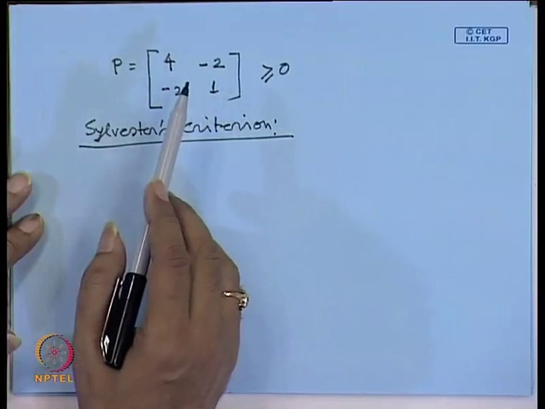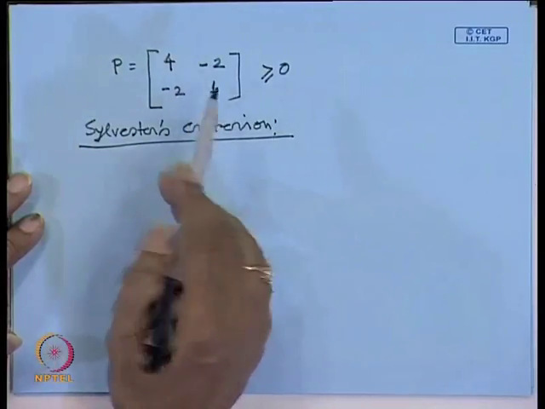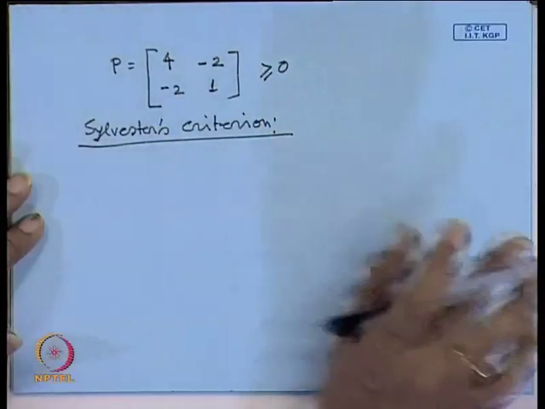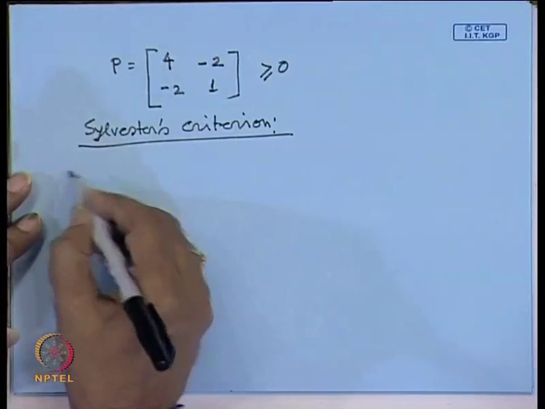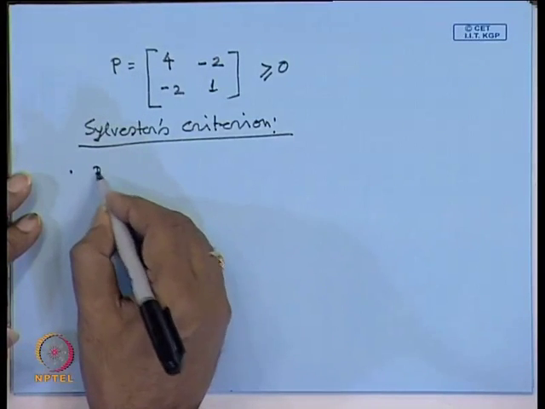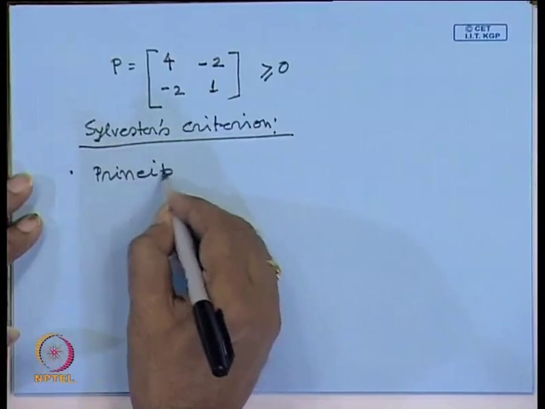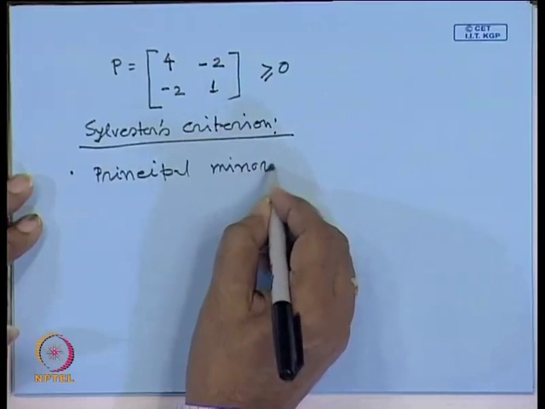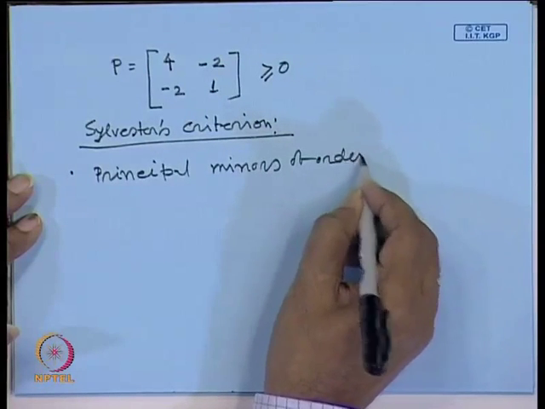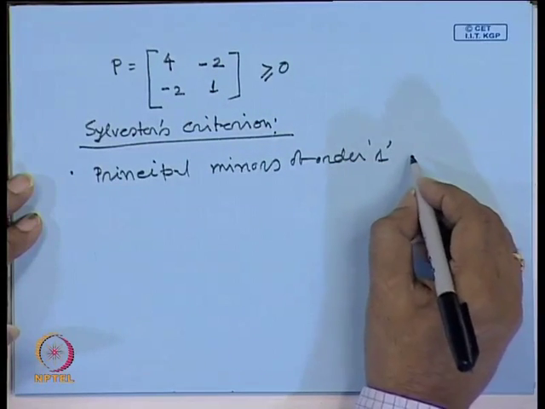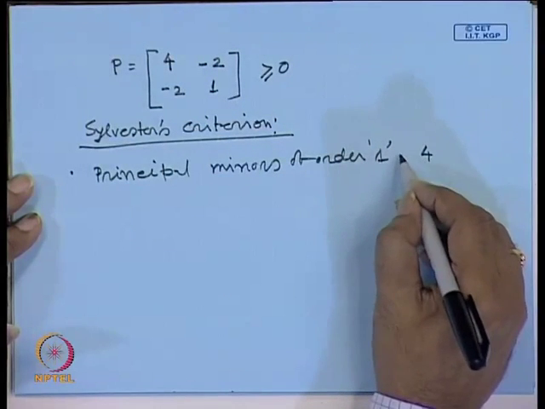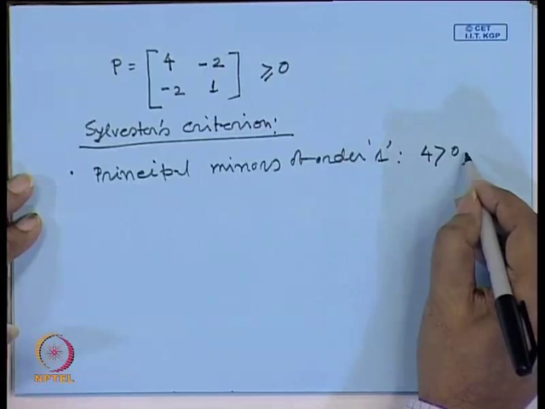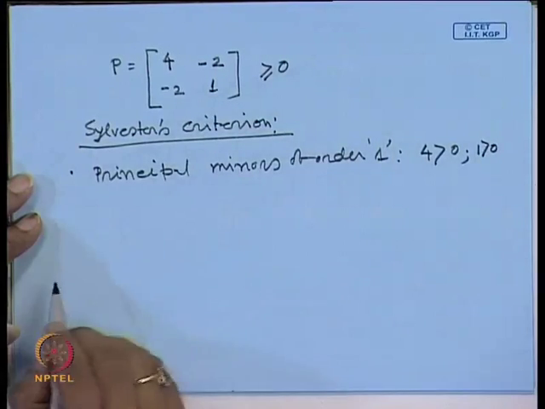All the diagonal elements will be greater than or equal to 0. So, it is positive, it may be 0, but it cannot be negative, non-negative, agree? So, the test is satisfied, first checking the principal minors of order 1, which are 4, which is greater than 0, and 1 is greater than 0. So, it is fine. Next, I have to go for order 2.